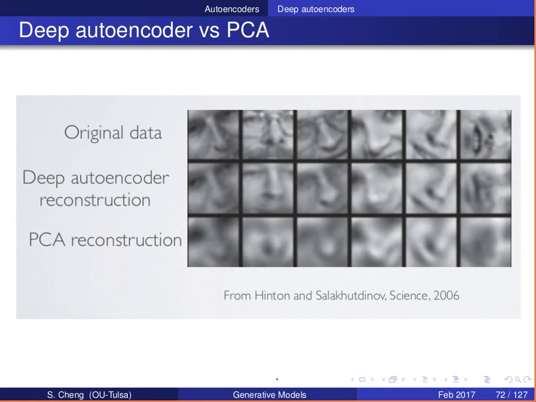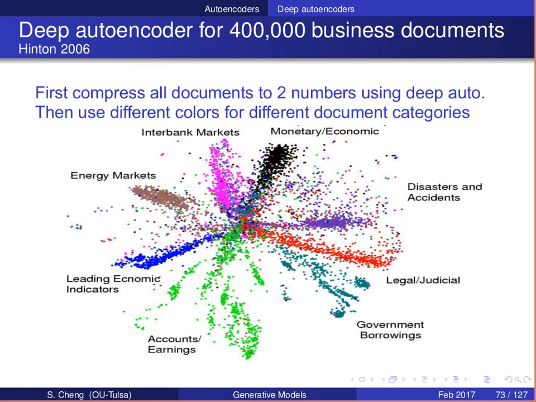And the result is quite appealing. For example, this is using the deep autoencoder, back in 2006 in the Science paper. So this is the original, and this is the reconstruction. Compared with PCA, they got a much better reconstruction. It's interesting that the glasses are gone somehow. I guess those are not important features.